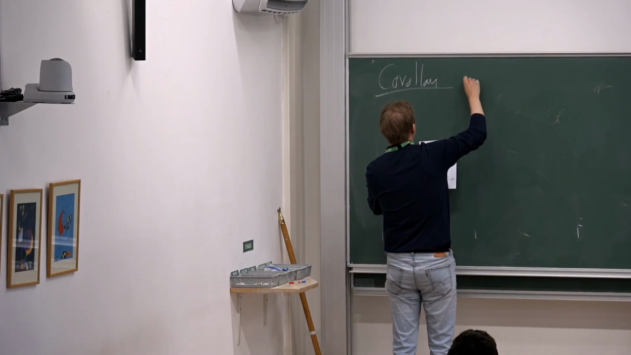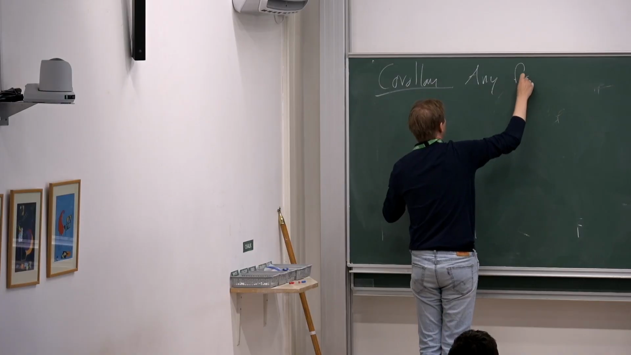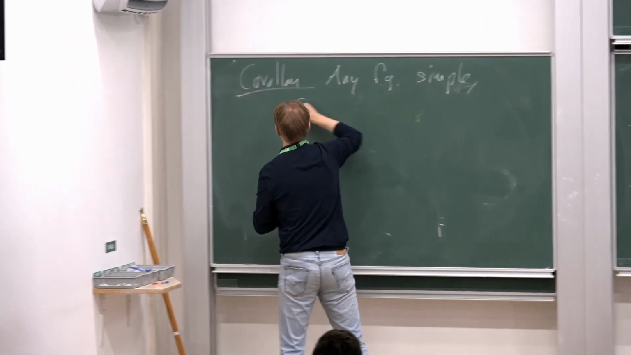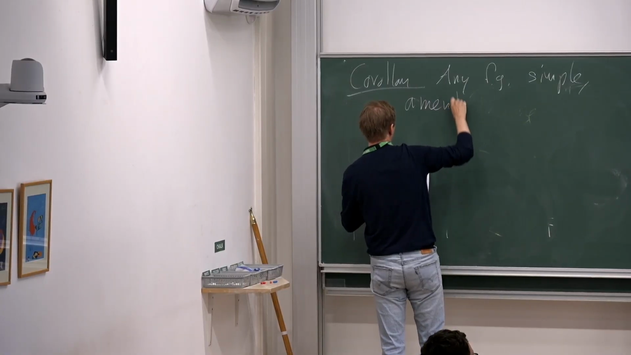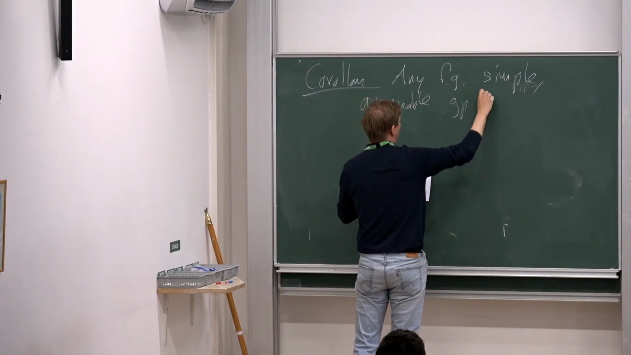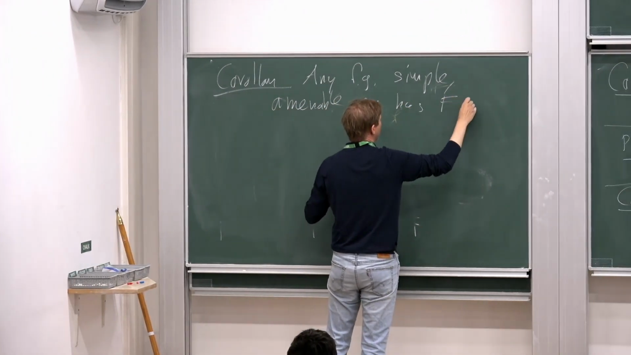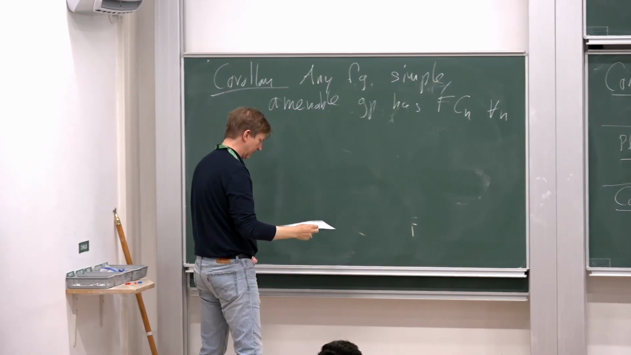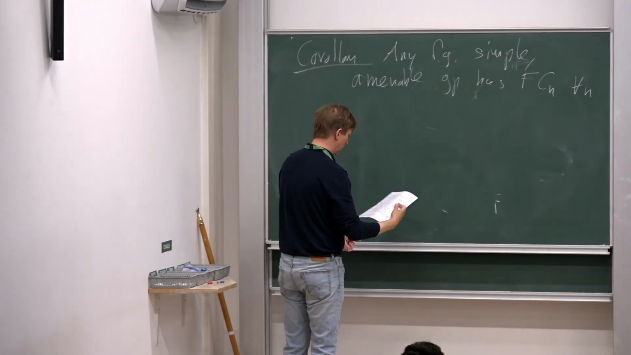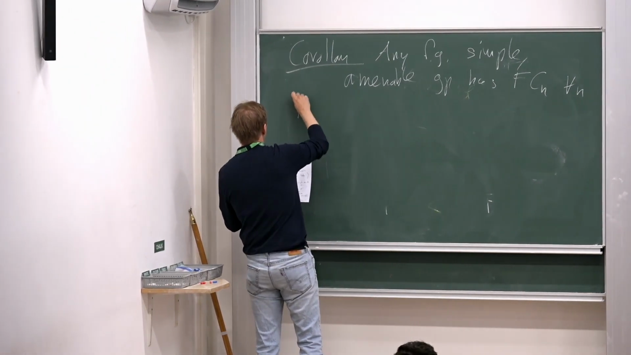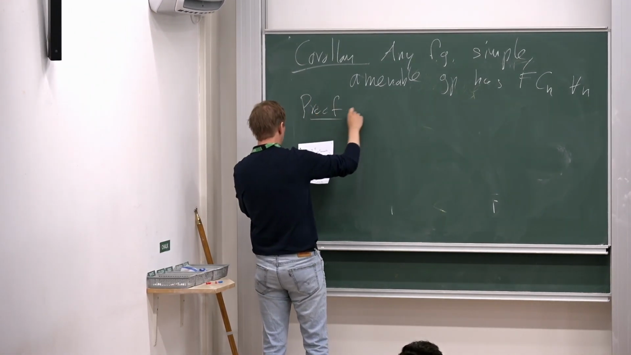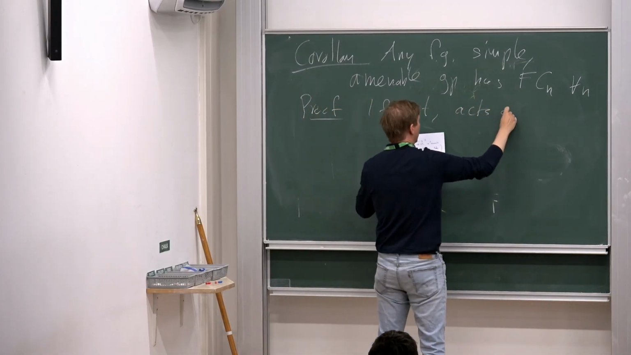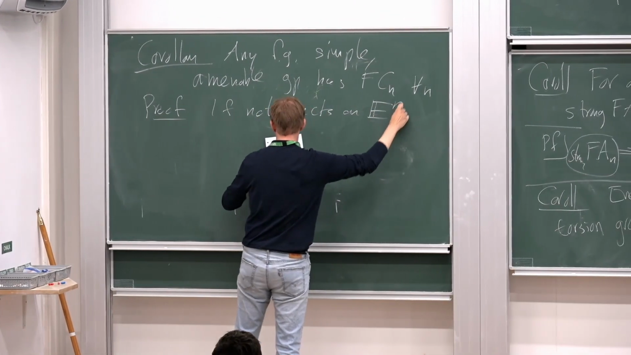So that's any finitely generated simple amenable group has property FCN for every n. So they can't act on a finite dimensional system. Okay, so that's a proof for this. If not, it acts on Euclidean space.